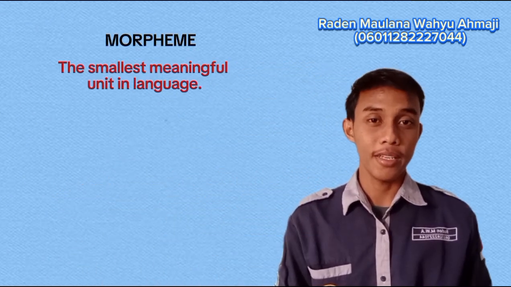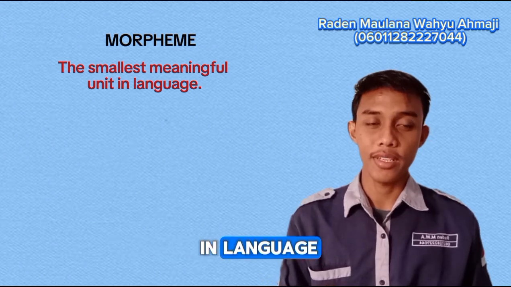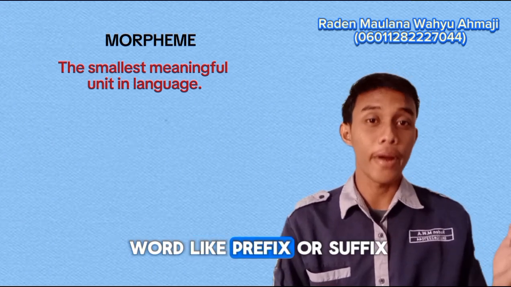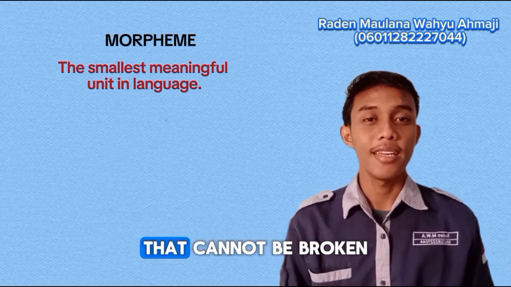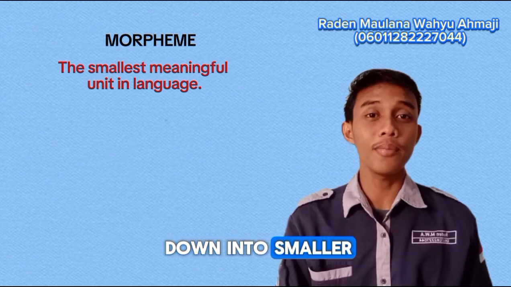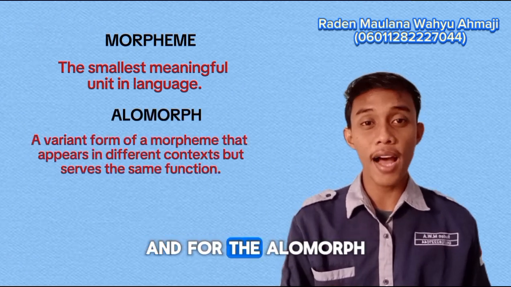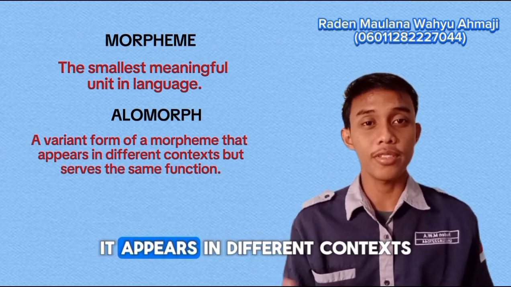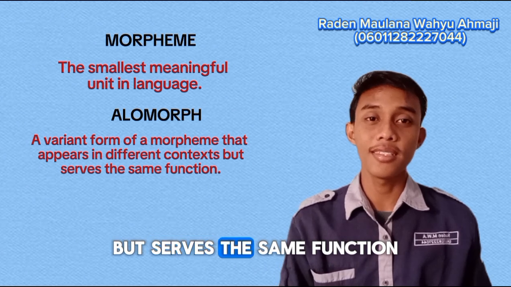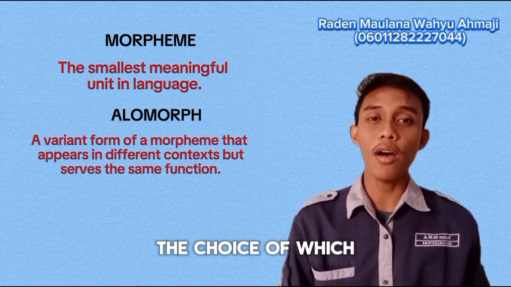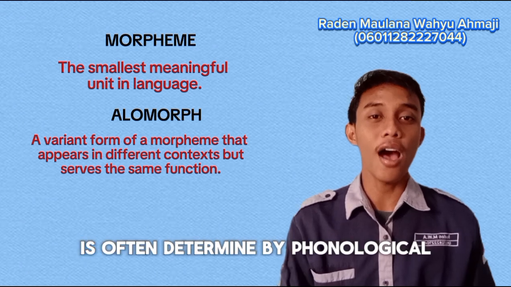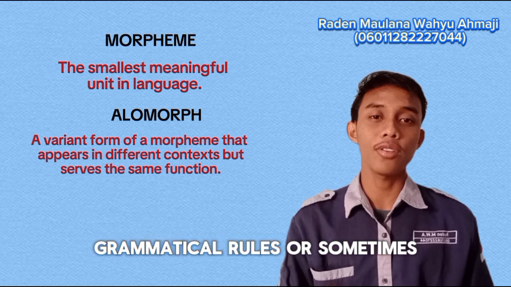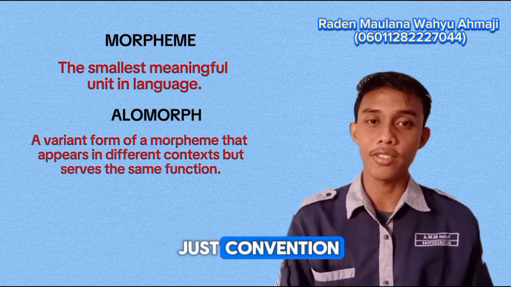For the morpheme, it is the smallest meaningful unit in language. A morpheme can be a word or a part of a word, like a prefix or suffix, that cannot be broken down into smaller meaningful units. And the allomorph is a variant form of a morpheme that appears in different contexts but serves the same function. The choice of which allomorph to use is often determined by phonological sound-based rules, grammatical rules, or sometimes just convention.